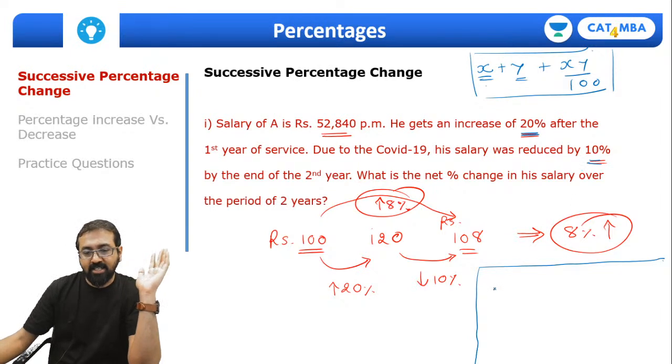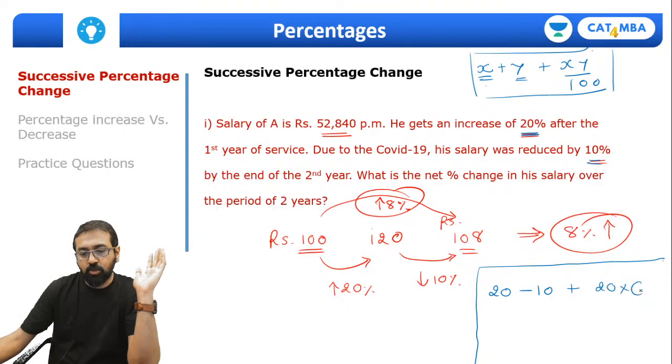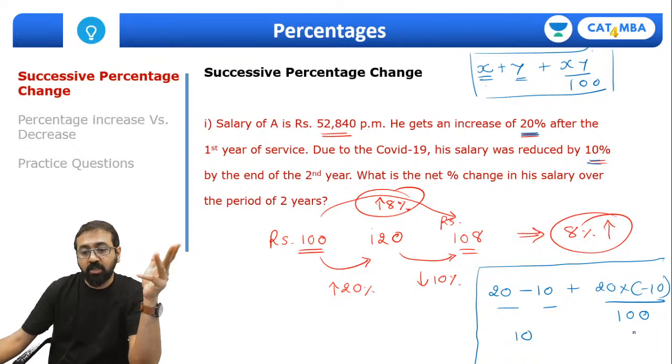So here, can I say first the salary was increased by 20%, so I'll write positive 20, then decreased by 10%, so minus 10. So 20 minus 10, plus 20 into minus 10, divide by 100. If you solve this, 20 minus 10 is 10. And 20 into minus 10 is minus 200, divide by 100, it's minus 2. So it will come out to be 8. Positive value means it's 8% increase.